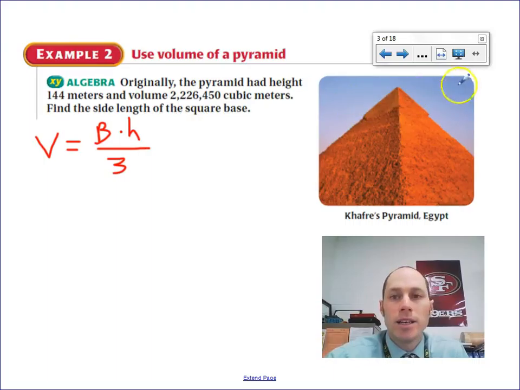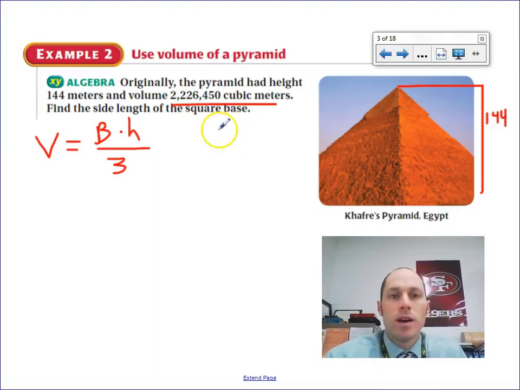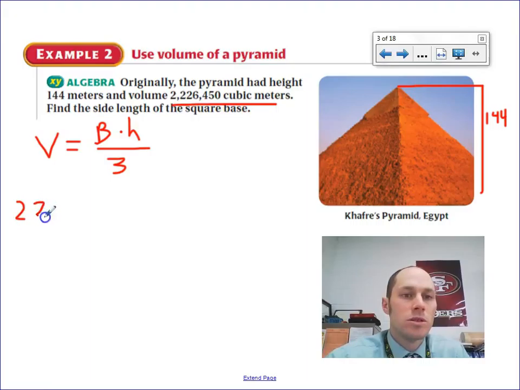So the pyramid had a height of 144 meters, and the volume was 2,226,450 cubic meters. So now it's a matter of filling in the formula. So volume is 2,226,450.